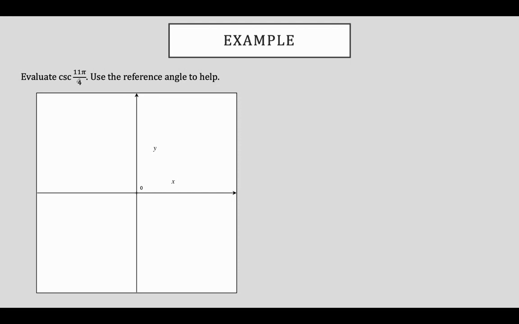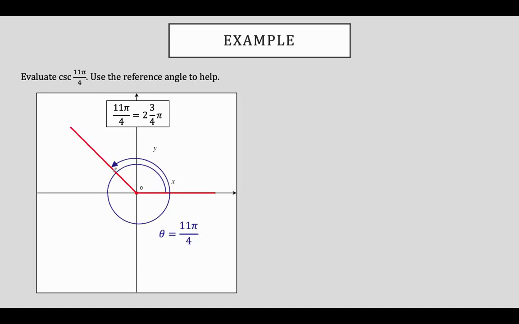How many times does 4 go into 11? Well, it goes in twice, and there's a remainder of 3. Therefore, 11 pi over 4 is the same thing as 2 3/4 pi. Well, 2 pi is 1 full revolution, and then I have to add 3 more quarters of pi. That brings me to right here. All right, so we've drawn out our angle theta.